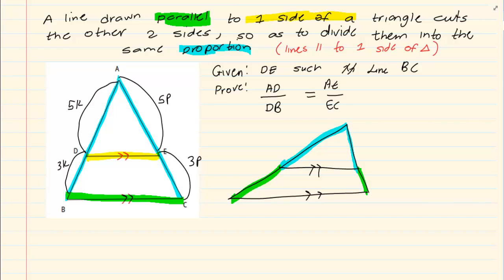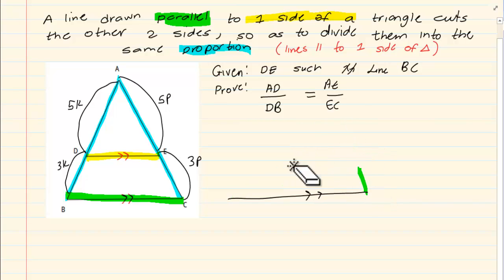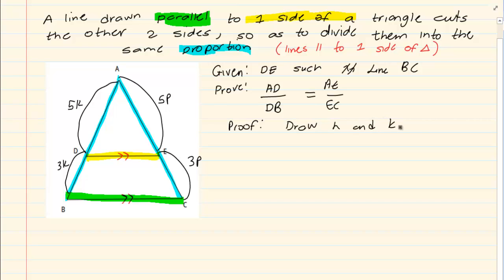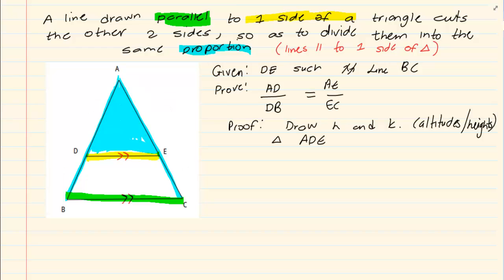Now, how do we prove this theorem? First, you are going to draw H and K. But H and K are going to be altitudes, or what you would call heights. They would be perpendicular heights for triangle ADE. We're going to put H and we're going to put in K.